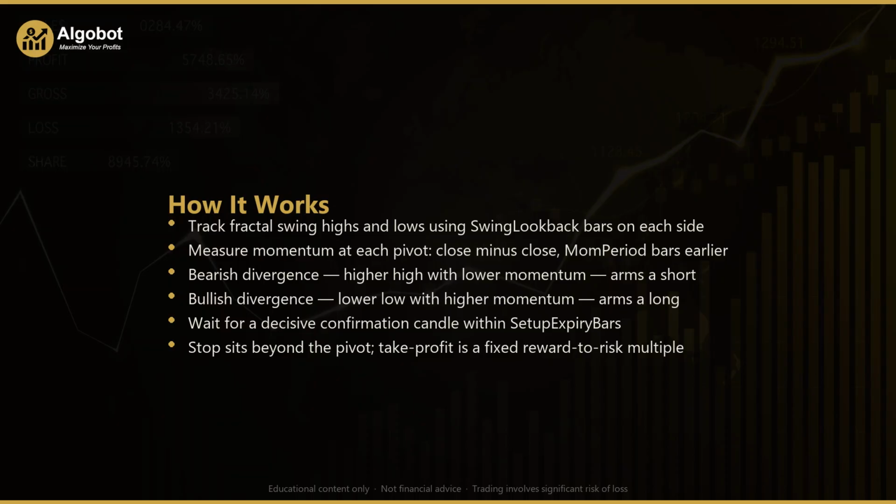When confirmation arrives, the order goes in. The stop loss is placed just beyond the divergent pivot, offset by a fraction of that pivot bar's range set by the stop buffer fraction parameter. That's the point where the reversal idea would be proven wrong. The take profit is then set at a fixed reward-to-risk multiple of that stop distance, controlled by the reward-risk parameter, which defaults to 2 to 1. Only one position runs at a time.